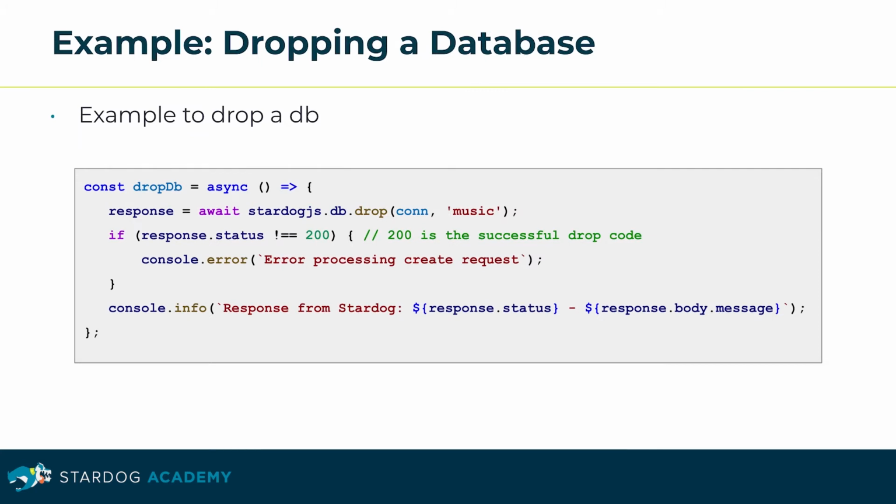In this example, we will be dropping a database. In the code snippet, we use an await and call the Stardog.js db drop method, passing in the connection and the database we would like to drop. If the response is not a 200, we will print out the error message. If the response is a 200, it means that Stardog successfully dropped the database.